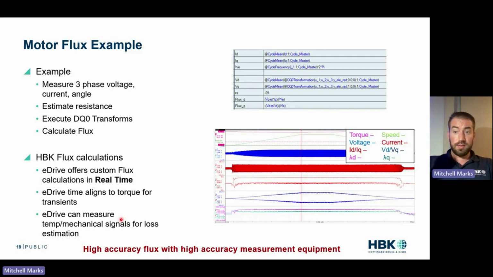But with high accuracy sensors and high accuracy amplifiers, you can get a very high accuracy measurement of your flux. And we do have some cool methods for calculating flux on our own that we can implement if you want something to compare to.